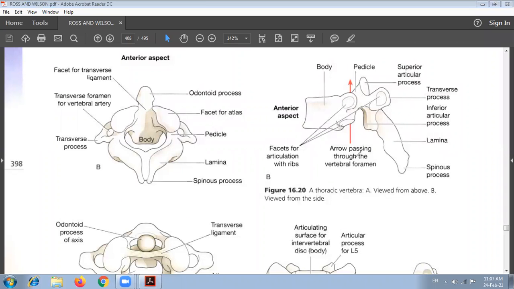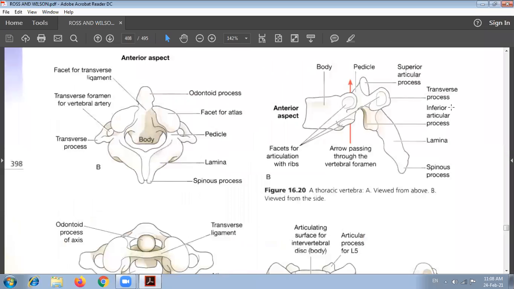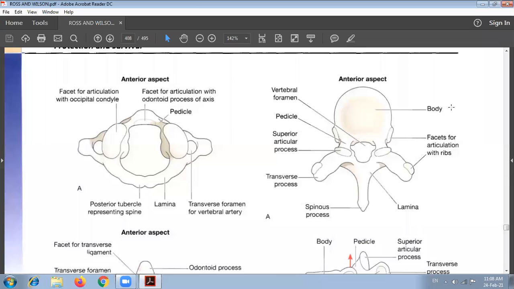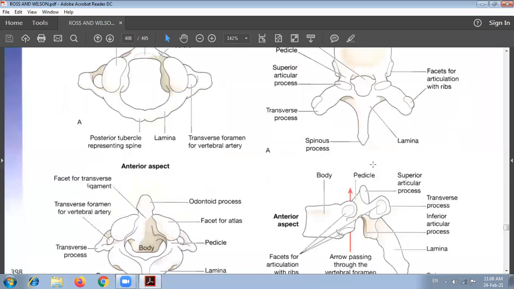And here is the vertebral foramen behind it, through which the spinal cord is passing, the arrow showing here. This is the foramen through which the spinal cord is passing. Okay, so the structures are simple, as you can see here, and they perform very important functions. The next is the lumbar vertebrae; they do not have any special features. Here in the diagram you can see 16.17.